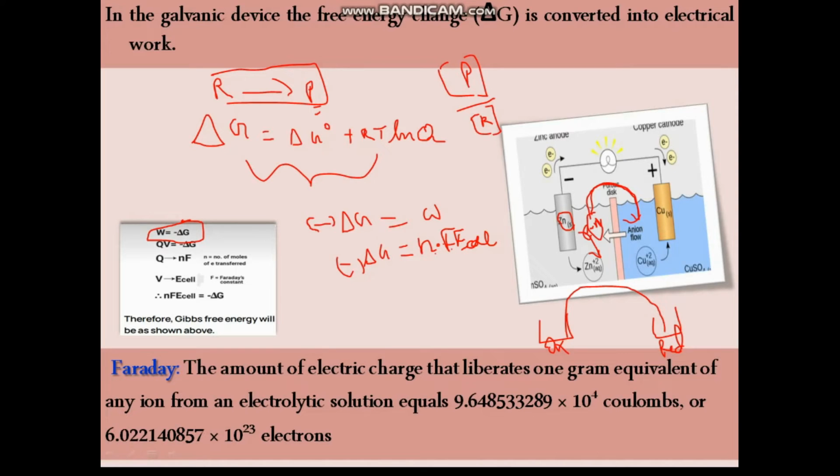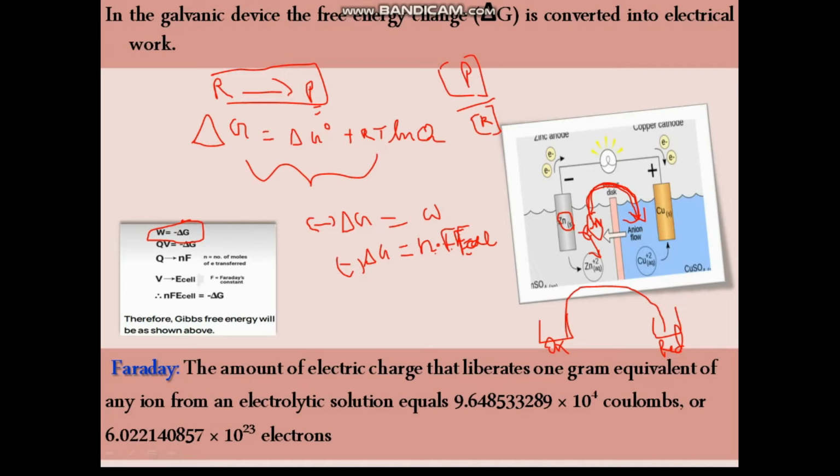NFE cell. What is this N? Number of moles of electron that start moving from oxidation cell to the reduction cell. What is F? F is a Faraday. That's the amount of electrical energy produced because of movement of 1 mole of electrons. And what is this E cell?